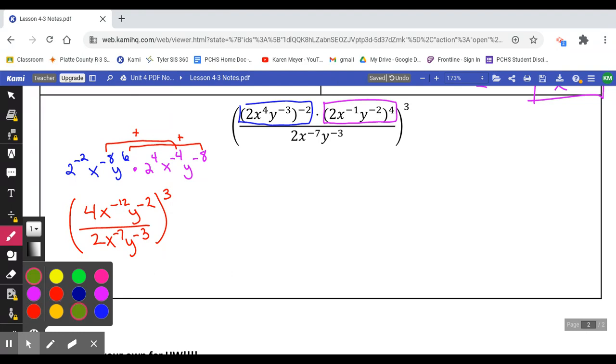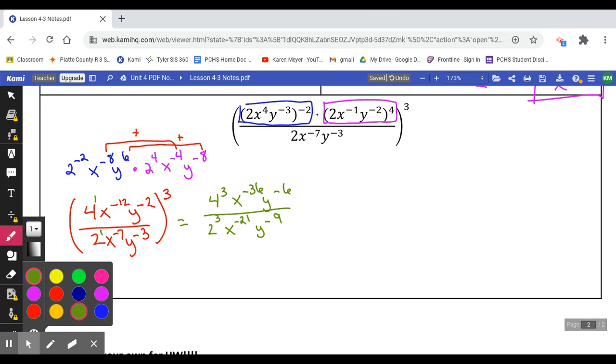So now we're going to deal with that power of 3 on the outside. So once again, power to a power, you're going to multiply the exponents. We have to do that on top and on bottom. So you're going to have 4 to the third, and then you're going to have x to the negative 36 and y to the negative 6. Over, and do the same process for the bottom. 2 to the third, x to the negative 21st, and y to the negative 9th.